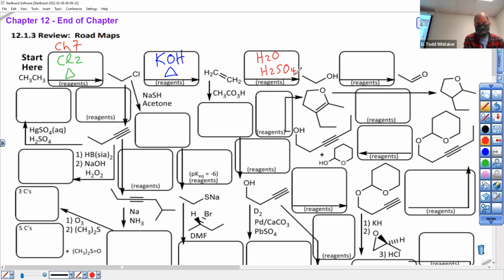You could have used the mercury one. Mercury acetate, mercury 2 acetate, followed by, don't forget you have to have water with the mercury 2 acetate, followed by NaBH4. Or you could have done the other one, which is hydroboration and oxidation. All of those found in chapter 6. Sorry, the elimination was found in chapter 9.